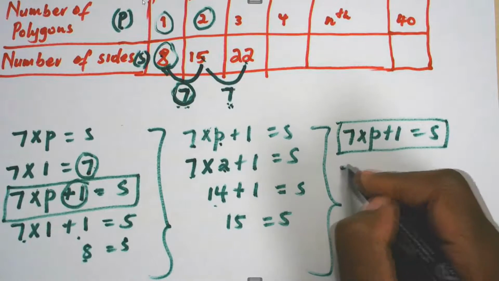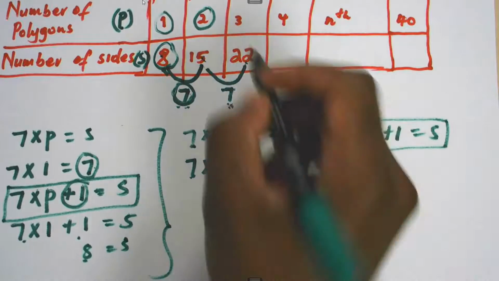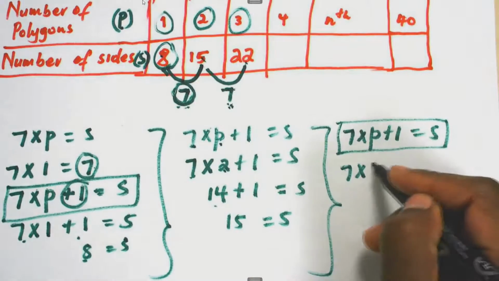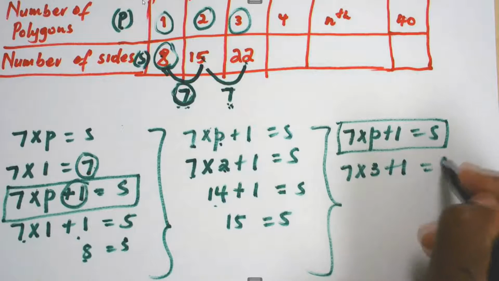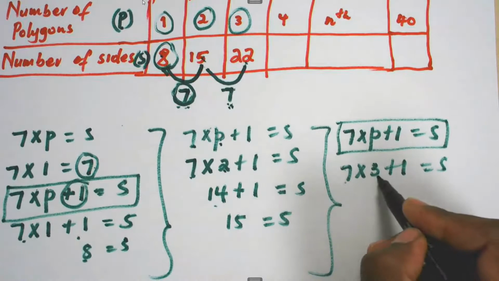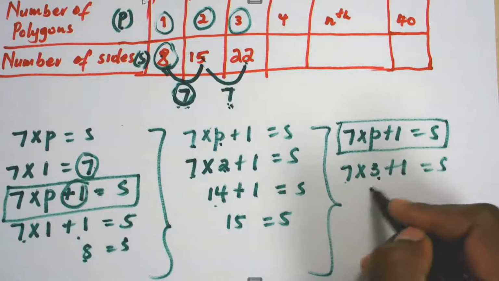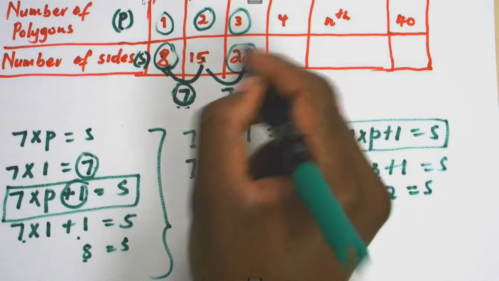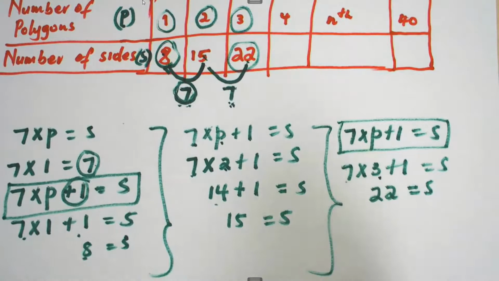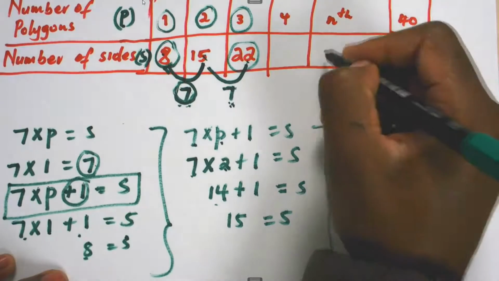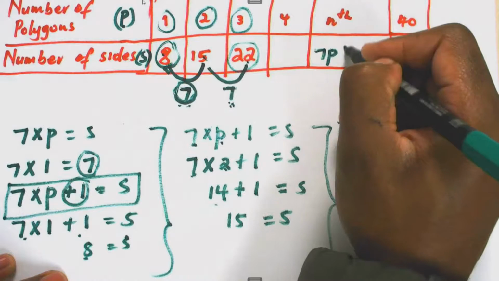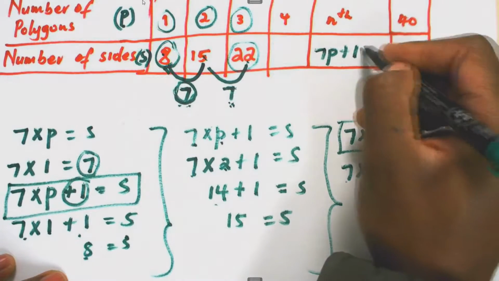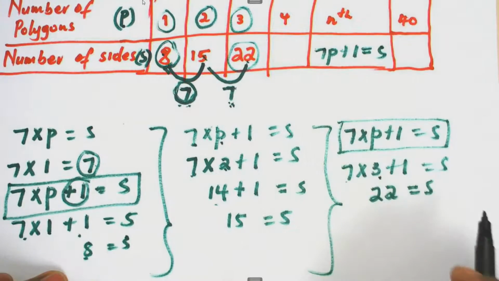So it's going to be 7 multiplied by P, in this case the polygons equals 3, plus 1 equals sides. So 7 multiplied by 3 is 21, plus 1, 22, which equals S. And our number of sides, indeed, is 22. So we are confident now because everything has been proven using our equation. Then we can confidently say our nth term is 7P plus 1 equals S, which is number of sides.